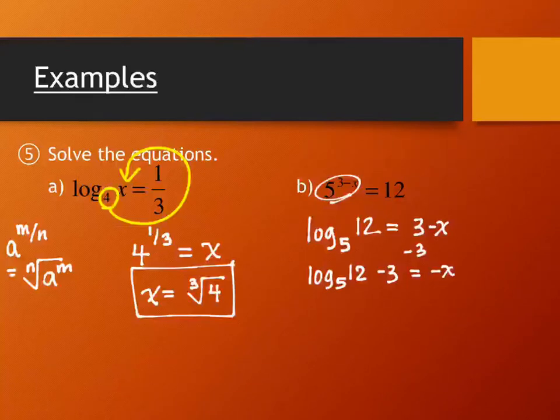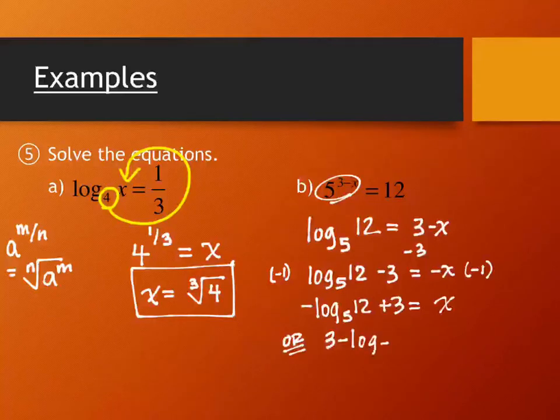And then my last step would be to multiply or divide, however you want to think about it, by a negative 1. So this is actually going to be negative log base 5 of 12 plus 3 equals x. Or you could rewrite it like this if that looks kind of funky to you. You could rewrite it as 3 minus log base 5 of 12 equals x.